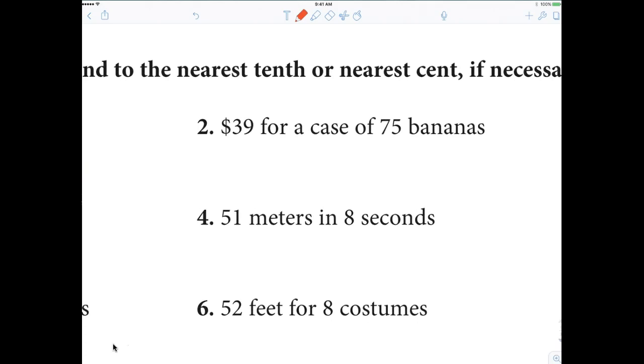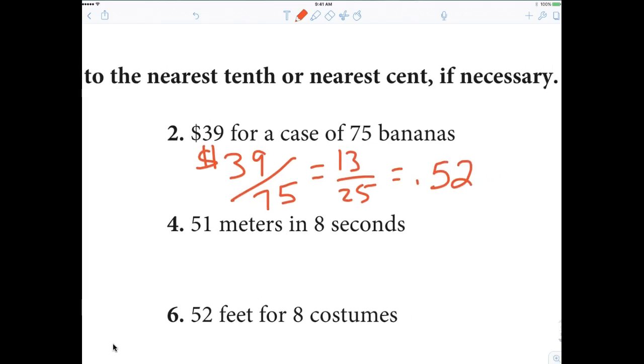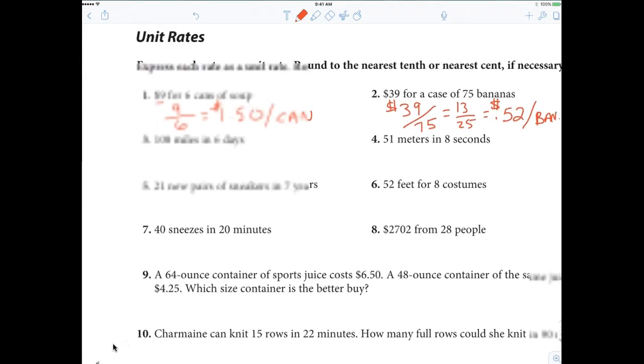Question number 2 says this. $39 for a case of 75 bananas. So we're going to take $39 and we're going to divide it by 75. And when we do that, if we reduce that fraction, it would be 13/25, which is the same as 0.52. So in this case, it would be 52 cents per case. Or I'm sorry, 52 cents not per case, but per what? Banana. 52 cents per banana.